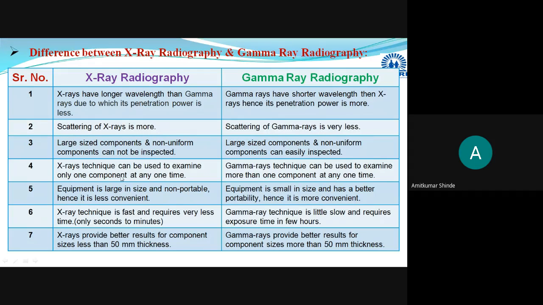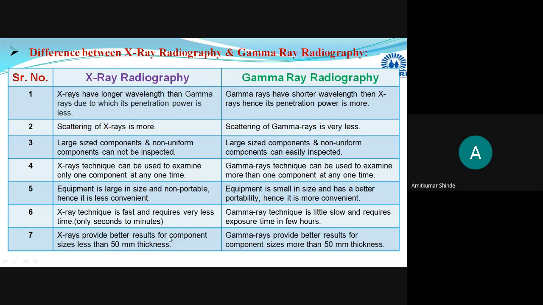That I will explain here. X-ray technique is a very fast method. Within few seconds or minutes you will get the result, or the final film will be available. But in case of gamma ray technique, it is a little bit slow, and it requires a few hours to get the results. X-ray is very fast and requires very less exposure time. Gamma ray is a little slow and requires exposure time of a few hours.